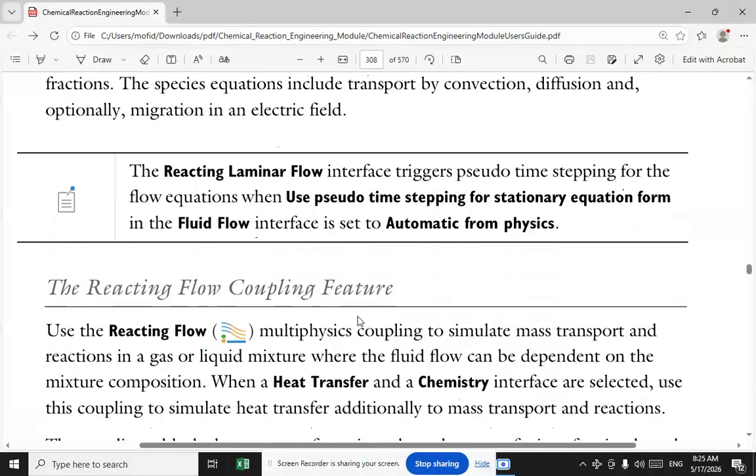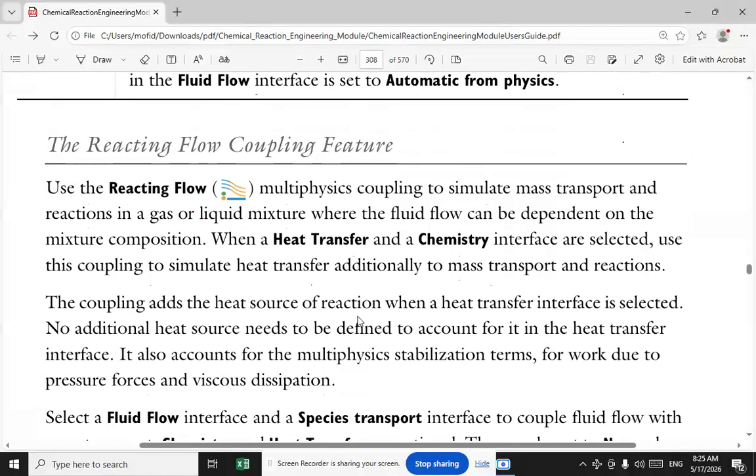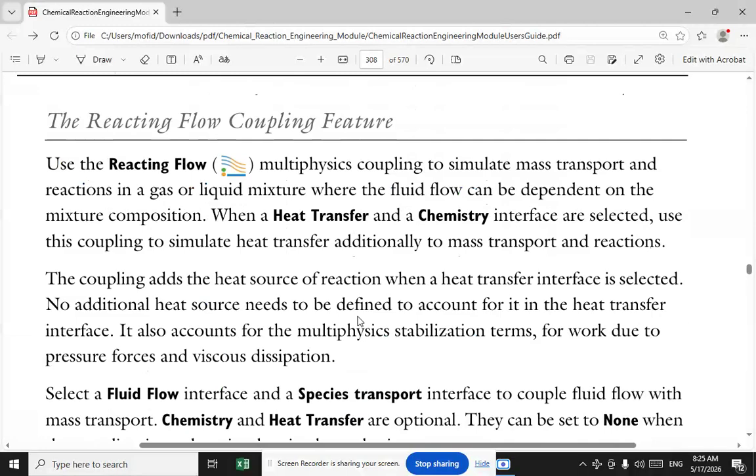The reacting laminar flow interface triggers pseudo-time stepping for the fluid equations. When used, pseudo-time stepping for stationary equation form in the fluid flow interface is set to automatic from physics. The reacting flow coupling feature uses the reacting flow multiphysics coupling to simulate mass transport and reactions in a gas or liquid mixture where the fluid properties can be dependent on the mixture composition.